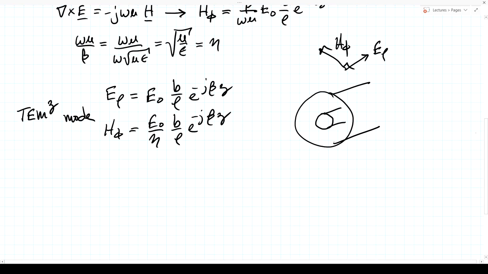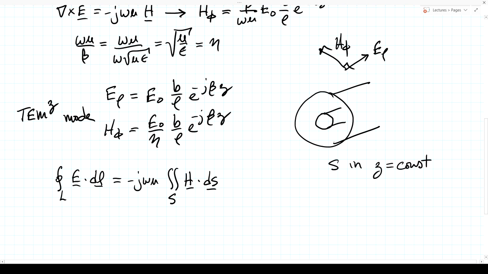Now, this allows us to do something here. We can take the integral form of Faraday's law, which says that the integral of E dot dl around some loop is minus j omega mu times the integral over any surface bounded by that loop of H dot ds. And if we take that surface to be in a plane z equal to a constant, then the surface normal will be in the a hat z direction. But there's no z component of H. H has only a phi component, so this becomes 0.